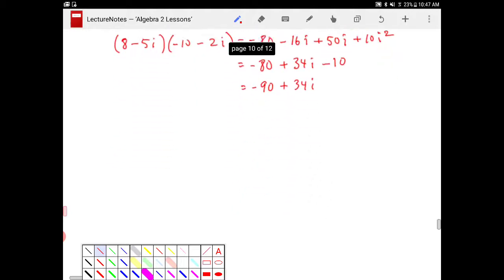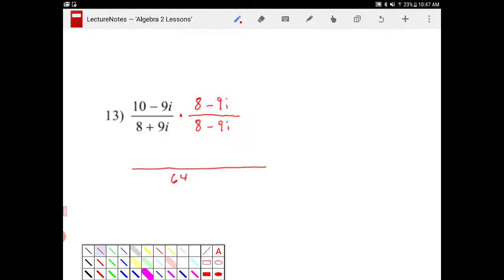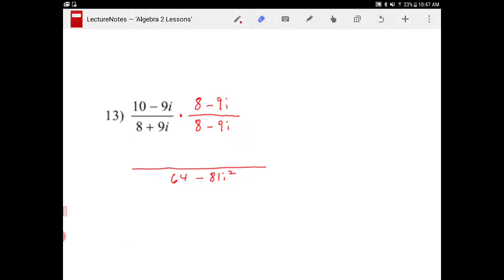Let's take a look at the next one. I'm going to multiply the numerator and denominator again by the conjugate, and hopefully you guys are getting the idea now. It's 8 minus 9i. And if I do, I'll end up with the denominator 64 minus 81i squared. And what is 81i squared? That's negative 81, so it becomes plus 81.